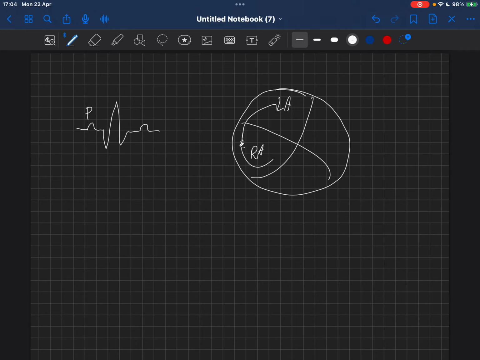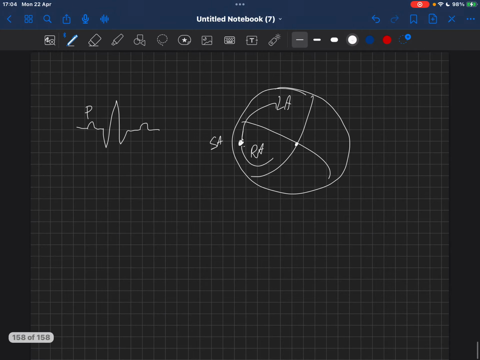This is the left atrium, this is the right atrium, and the electrical signal goes from the SA node, which is the main pacemaker of the heart, to the AV node, which is the second pacemaker of the heart. The flow of this electrical signal is represented in the ECG by the P wave.